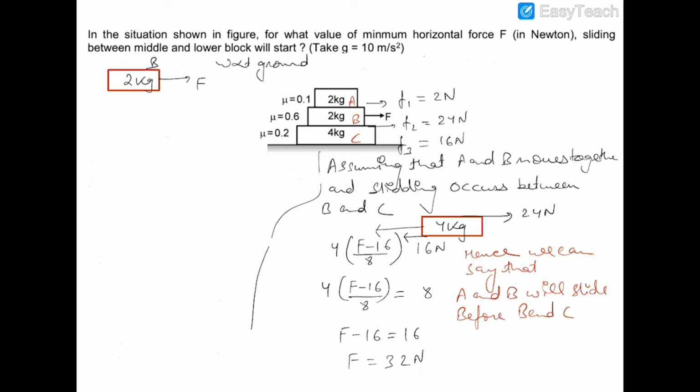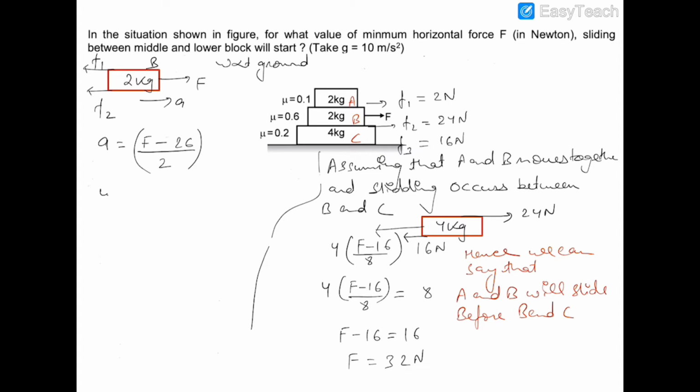So the force F acting on this block B is in forward direction, and it will be going with the fastest velocity. So both the frictions will be acting on this block in the reverse direction, F1 and F2. Its acceleration will be a, let's suppose. Then a will be equal to F minus (F1 plus F2), and F1 plus F2 will be 26 newtons, upon mass 2 kg. So this is the acceleration of block B.